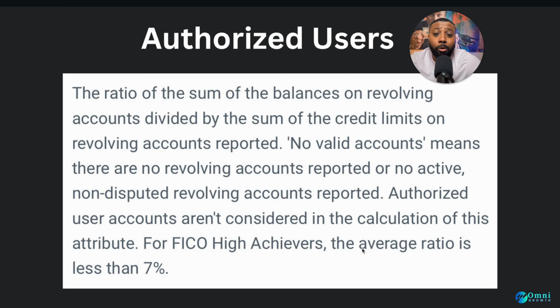Don't take my word for it. This is straight from FICO. I want to start right here, and it says authorized user accounts aren't considered in the calculation of this attribute. This attribute is talking about credit utilization. It says for FICO high achievers, the average ratio is less than 7%. So you guys know, if you've been watching my channel, I preach having your utilization under 10%, and this is FICO themselves telling you that the high achievers have 7% or less. All right, so 10% and under, you're good to go. 5% and under is very, very optimal. So those are the numbers in terms of utilization that you want to be shooting for.